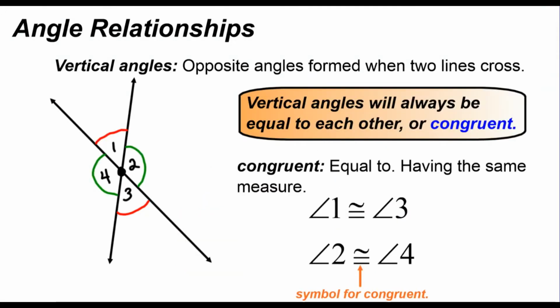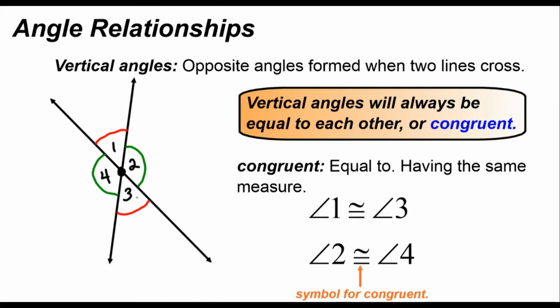Now let's talk about some types of angle relationships. Pairs of angles can have special relationships with one another, and one type of angle relationship is called vertical angles. Vertical angles are opposite angles that are formed when two lines cross. You'll see in the picture I've got two lines that cross, and there are actually four angles that are formed: angles 1, 2, 3, and 4.